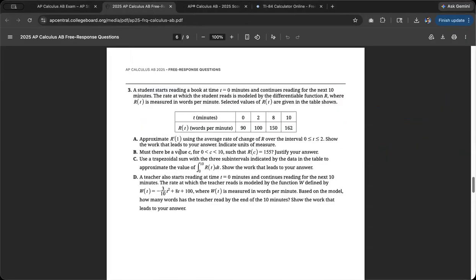Part B: there must be a value c between 0 and 10 such that r of c is equal to 155. Justify your answer. Well, the first thing we need to understand here is that because this is a differentiable function r, it means that this entire function is continuous. So r of t is continuous and differentiable.